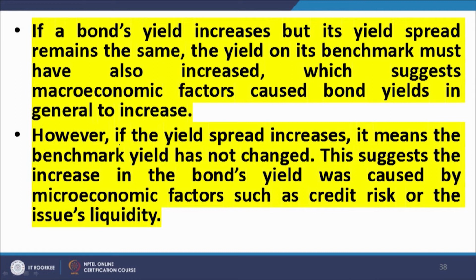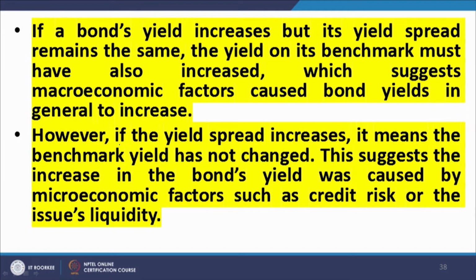So, let me read it out for you. If a bond yield increases, but the yield spread remains the same, that means what? That means the yield on its benchmark must have also increased, which suggests that macroeconomic factors cause the bond yields to change in general, to increase in general. However, if the yield spread increases, that means the benchmark yield has not changed, and if the benchmark yield does not change, that means what? That means the change in the yield in our corporate bond is due to microeconomic factors.